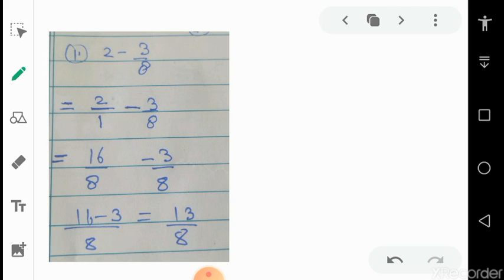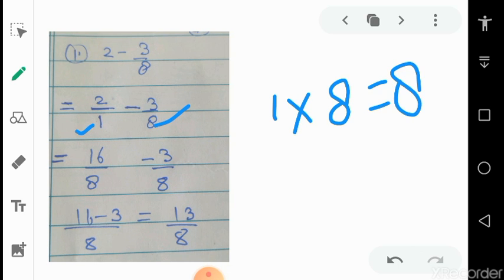First question is 2 minus 3 upon 8. Now by following the procedure, we can write 2 as 2 upon 1, because 1 can be the denominator of any number, minus 3 upon 8. Now see, the denominators are not the same, as they are 1 and 8. So the LCM is 8, we know. Now how to make 1 equal to 8? We can multiply by 8, because 1 multiplied by 8 is 8. So both the numerator and denominator are multiplied by 8.